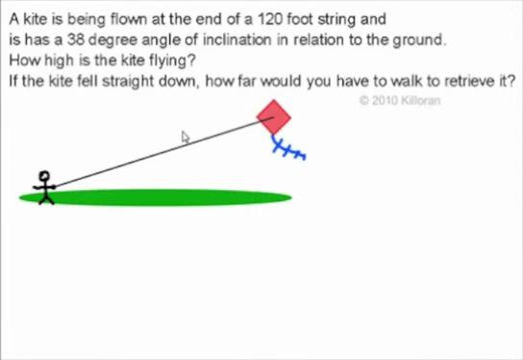Here's another example of an application of trigonometry. Here I have a kite being flown at the end of a 120-foot string, and it has a 38-degree angle of inclination in relation to the ground. And first of all, we want to know how high the kite is flying.